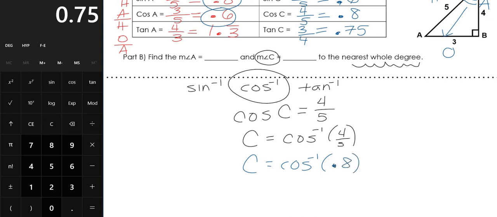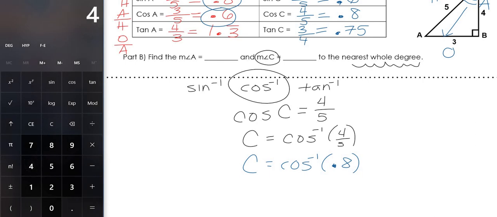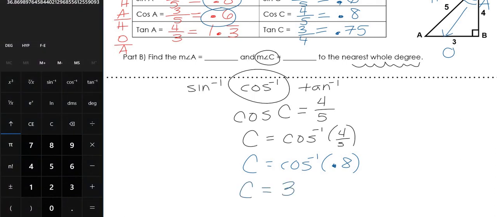So let's take a look at it in our calculator. We're going to do 4 divided by 5. It tells us that's 0.8. Now we hit second cos. And it's going to tell us that it's about 36.87 degrees. So C equals 36.87 degrees. But they want your answer to the nearest whole degree. So we're going to round the 6 up. So it's approximately 37 degrees for our measurement.